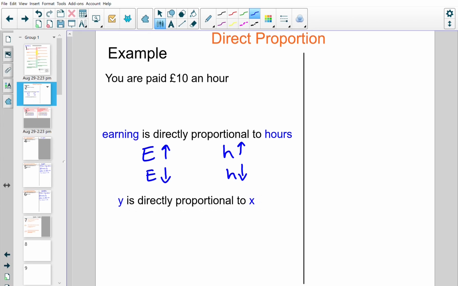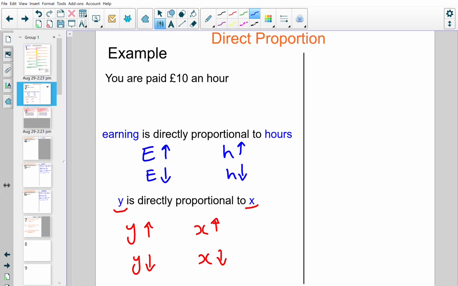Consider the following example. Y is directly proportional to X. If something is directly proportional to something else, then when one increases, the other increases too. So in this example, as Y increases, X also increases. Similarly, as Y decreases, X would also decrease.